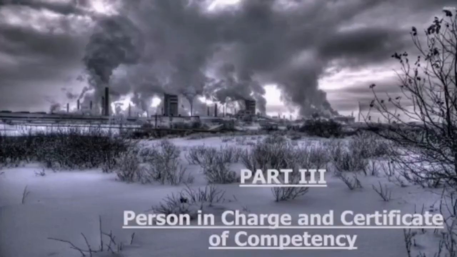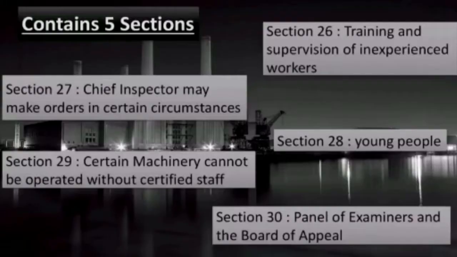Part 3 is person in charge and certificate of competency. It contains 5 sections. Section 26 is training and supervision of inexperienced workers. Section 27, chief inspector may make order in certain circumstances. Section 28, young people. Section 29, certain machinery cannot be operated without certified staff. Section 30 is panel of examiners and the board of appeal.